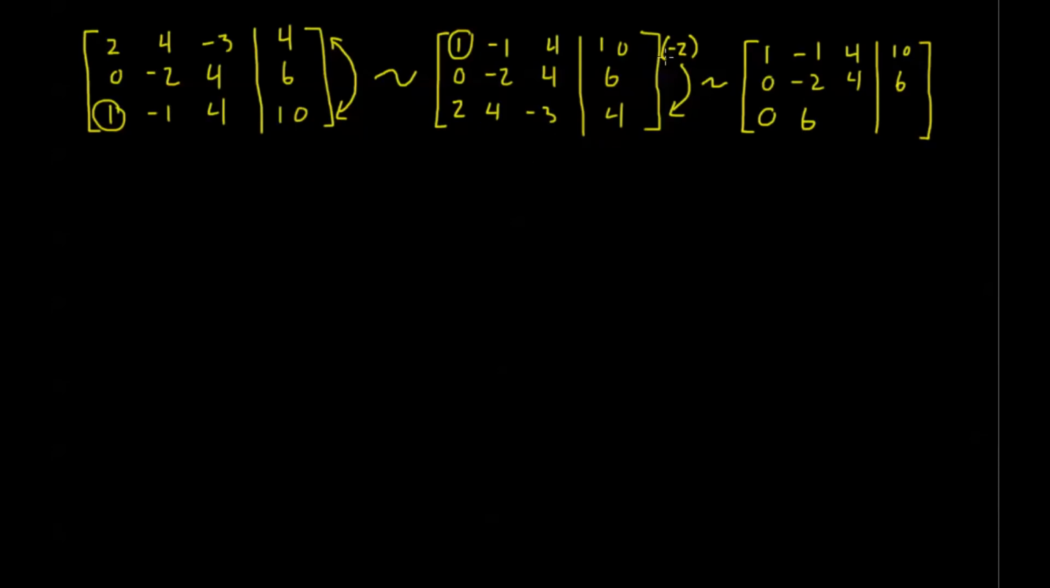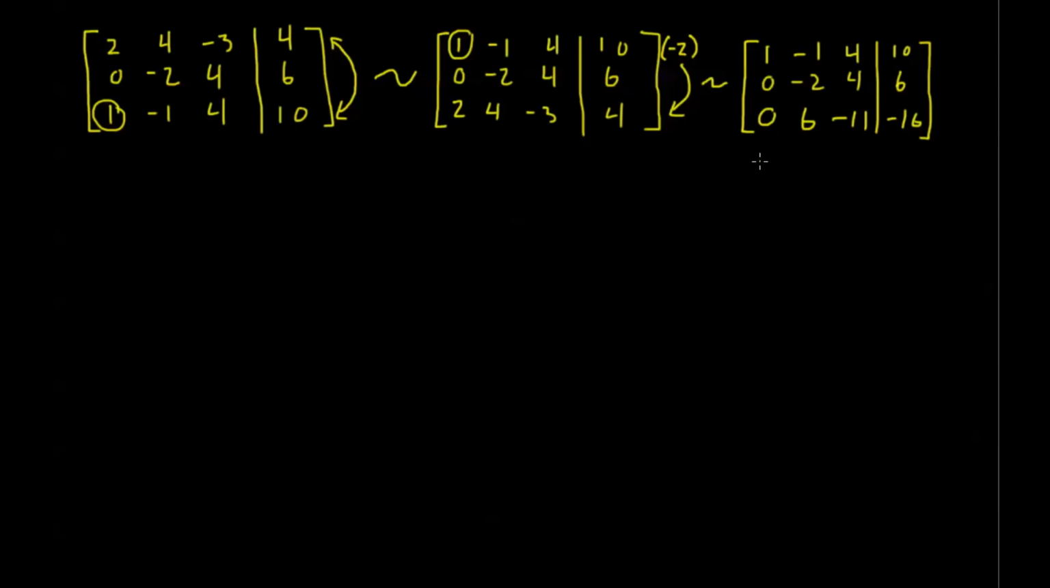And 4 times -2 is -8, so plus -3 gives me a -11. And I need to do it in this last column as well after the line. So 10 times -2 is -20, plus 4 is a -16. Okay, so it looks a little bit messy, but we've gotten this first column done, so that's good. Now I want to work on the other two columns.